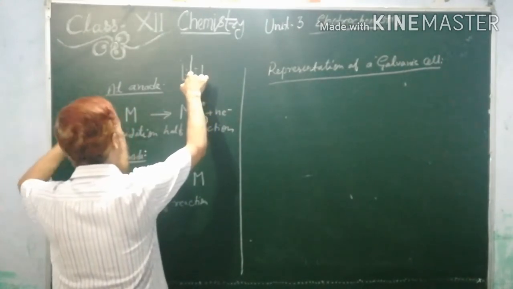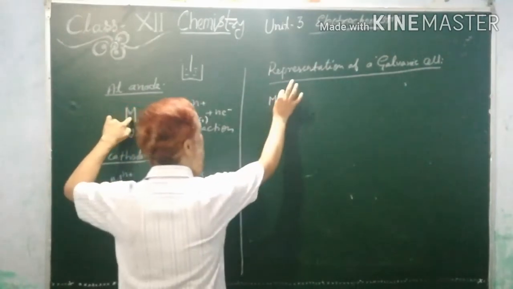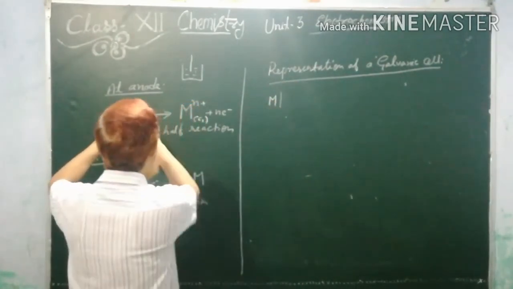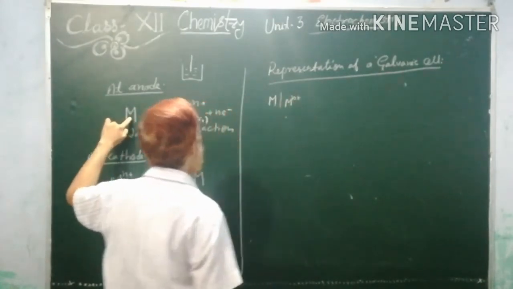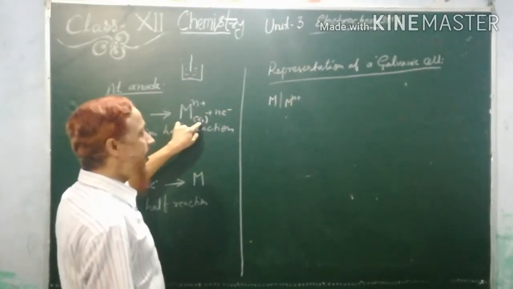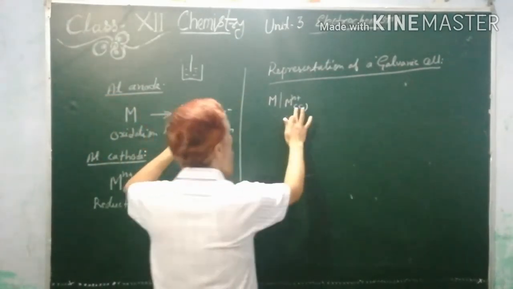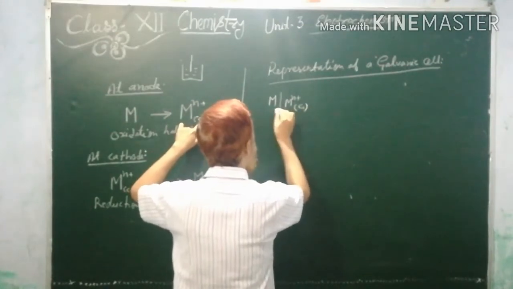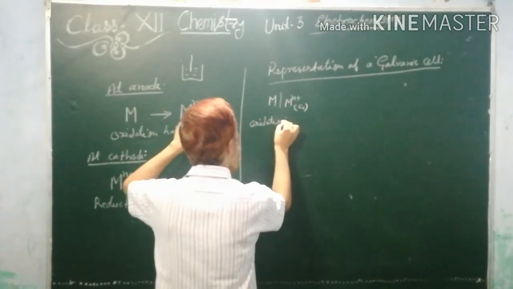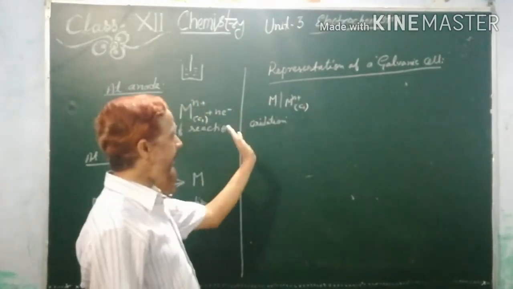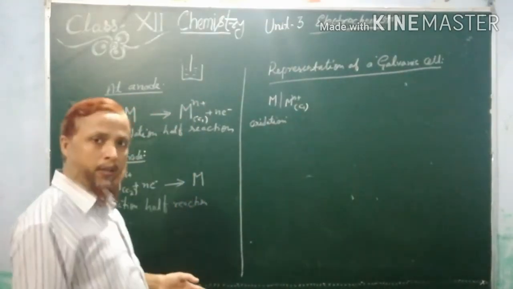So this can be represented as M, then the vertical line, and M changes into Mn+, and its concentration, if given, we write in a small bracket. So this is the oxidation half reaction on the left hand side. And write the reduction half reaction on the right hand side with the phase boundary.